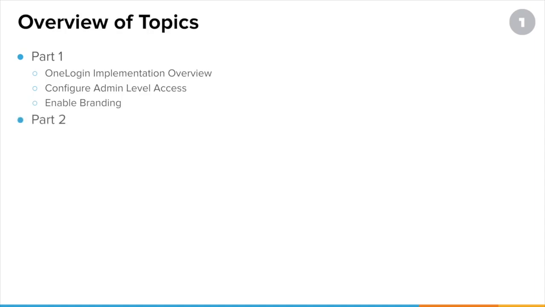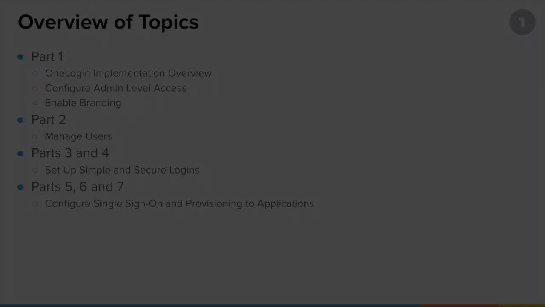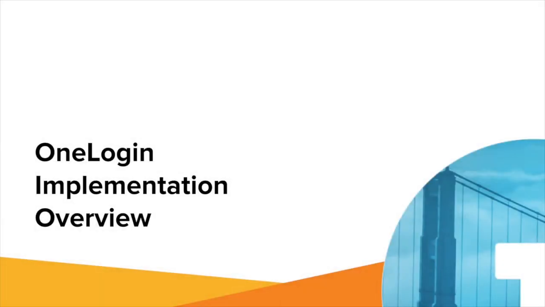In the second video, we're going to look into how you want to create your users in OneLogin. This is actually the first major step of your implementation. Our third and fourth videos will take a look at how you can set up a simple and secure login for all of your users. And then finally, the last 3 videos will show you how to use our app connectors to configure connections to the applications and provision users into those applications. So let's take a look at what we're trying to set up.